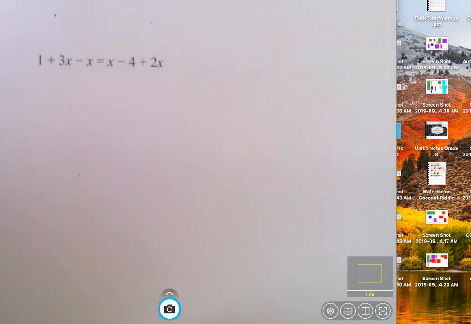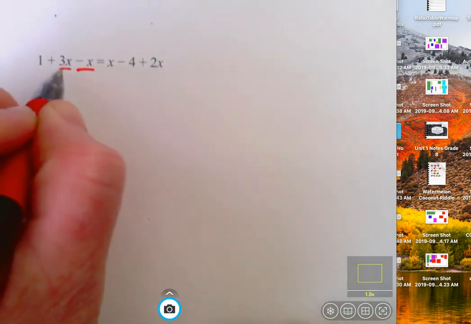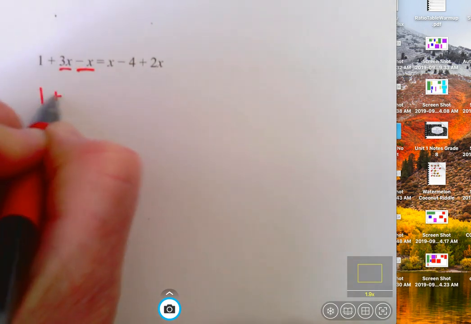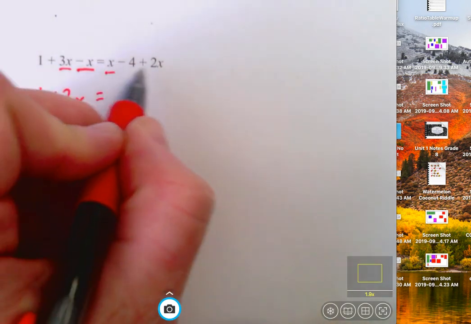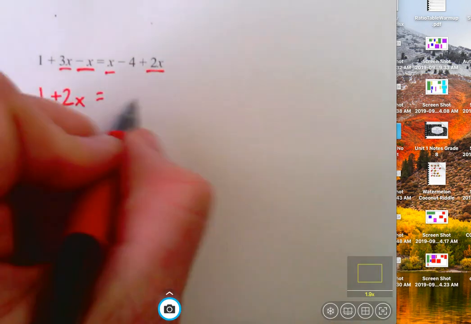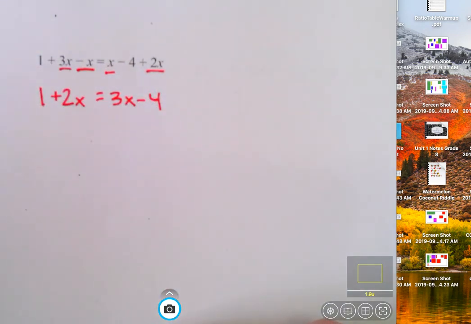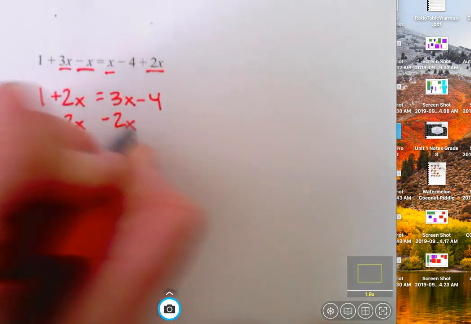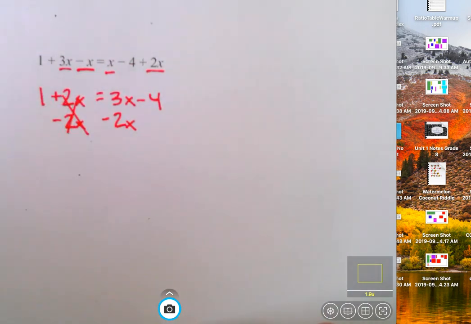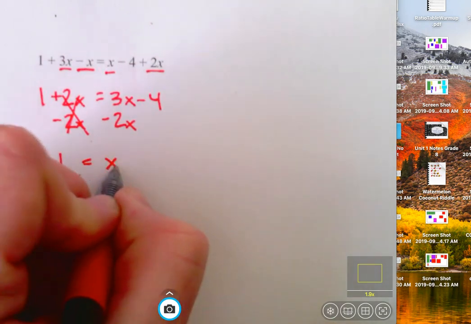Okay, is there any combining that we can do? Well, I have 3x minus x, so I have 3 and a negative 1, that's 2x. And I have an x and a 2x, so that's 3x. All right, so I have a 2x and a 3x. I want to get rid of one side, so we'll take 2x away. 3x minus 2x is just 1x.